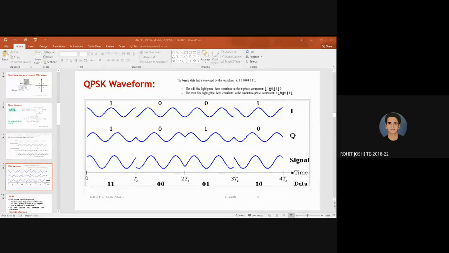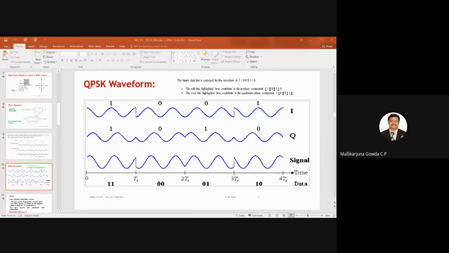The second wave is of even sequence. In the odd sequence, the first wave, 1 represents the cosine and 0 represents the minus of cos. Similarly, in case of even wave, the sine 2 pi fct, we'll use 1 for positive sign and 0 for negative sign. Now for 1, 1, the 45 degree should be there in quadrant form, and for 0, 0, the 225 degree is there. For 0, 1, 315 is there, and for 1, 0, it's 135 degree. So in this way, the whole signal will form.